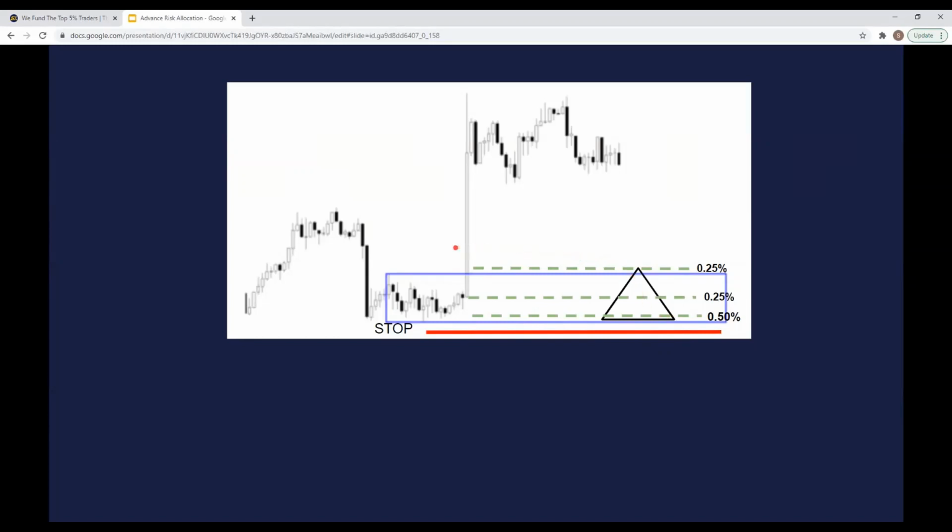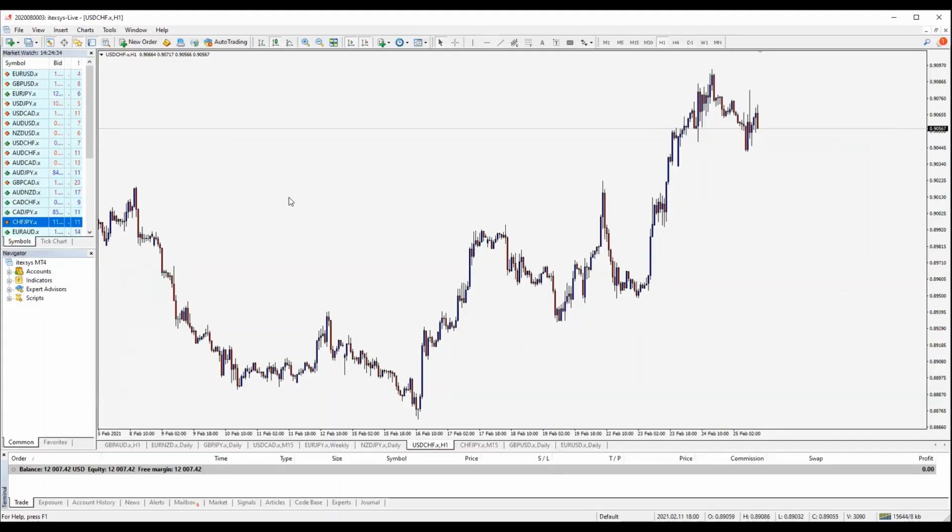Now I would like to go to the platform and show you some live examples. Just give me one second. Okay, so please tell me if you can see my trading platform. Yeah, great. Now I'll give more examples, and I think it will be clearer.